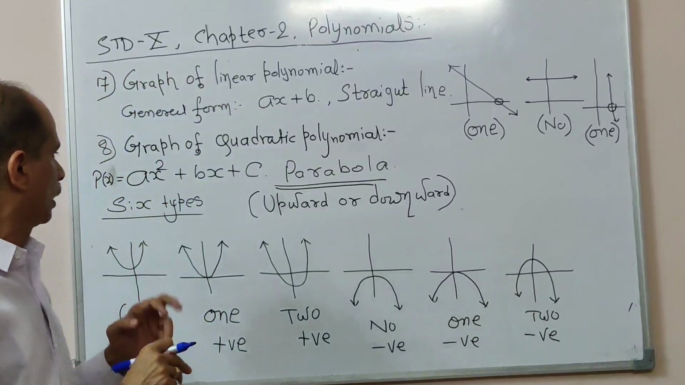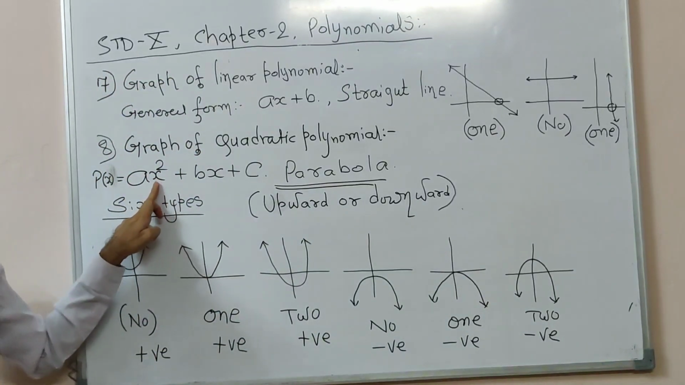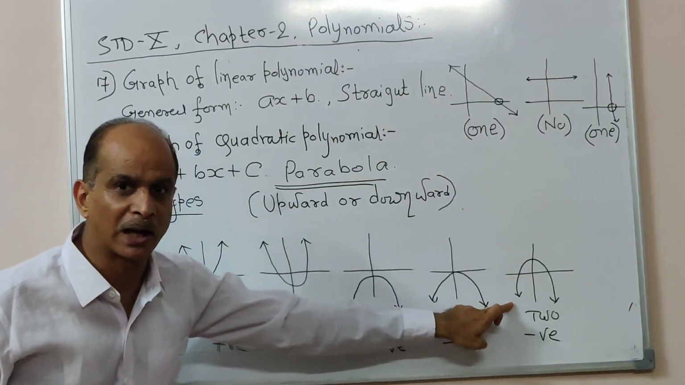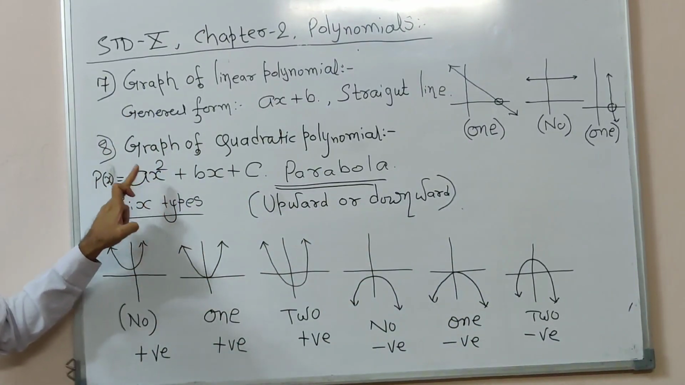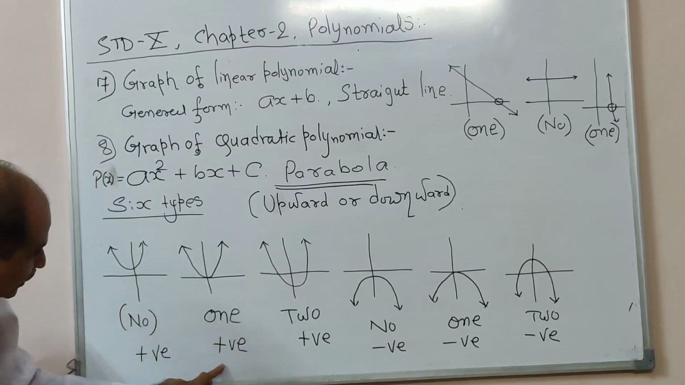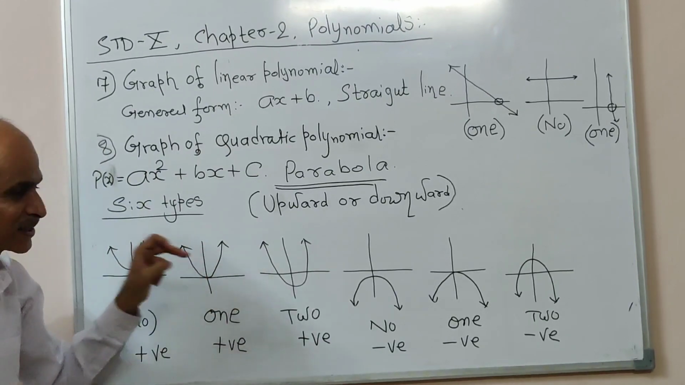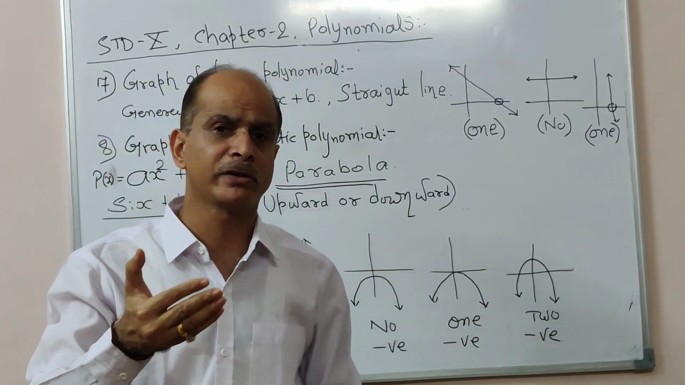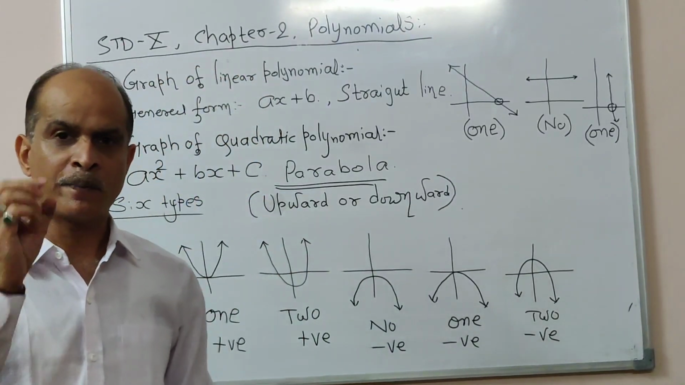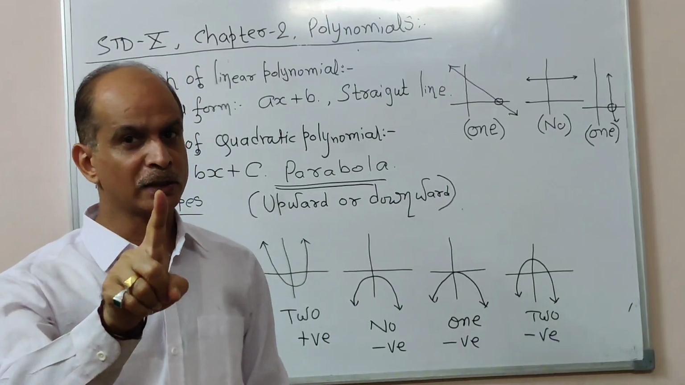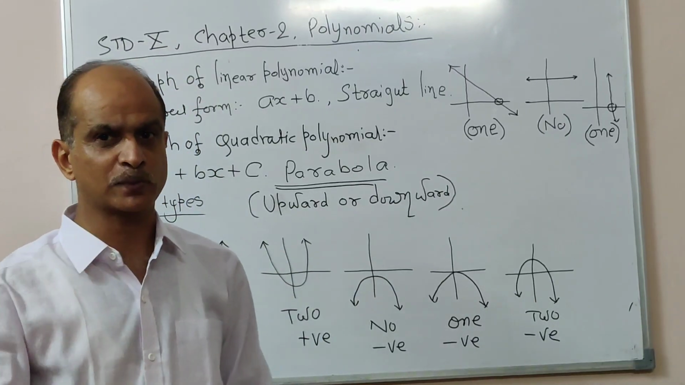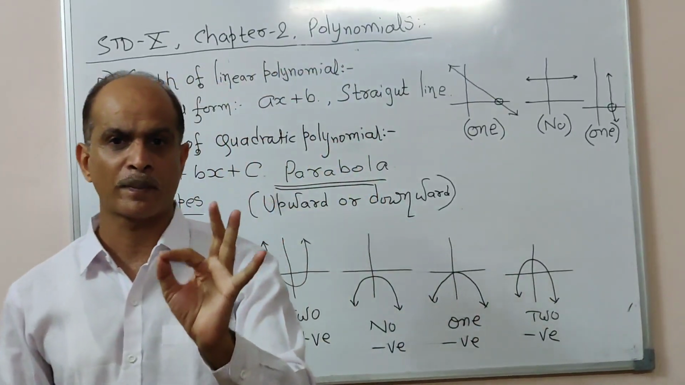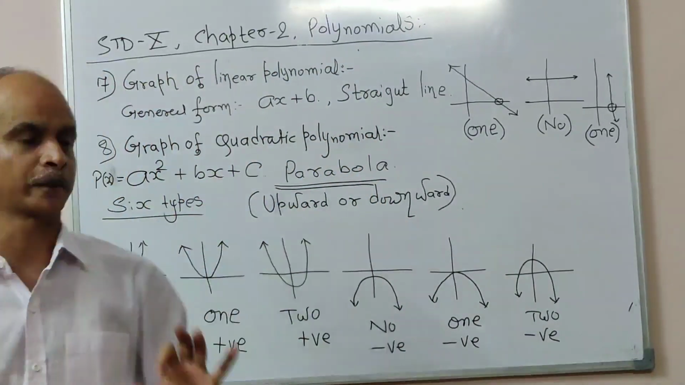Now, the question is how to identify whether it is an upward parabola or a downward parabola. If the coefficient of x square, meaning a, is negative, then it is a downward parabola. If the coefficient of x square, that is a, is positive, then it is known as an upward parabola. Sometimes they ask this question in your examination. If it is an upward parabola, then the coefficient of x square is always positive. If it is a downward parabola, then the coefficient of x square is always negative.